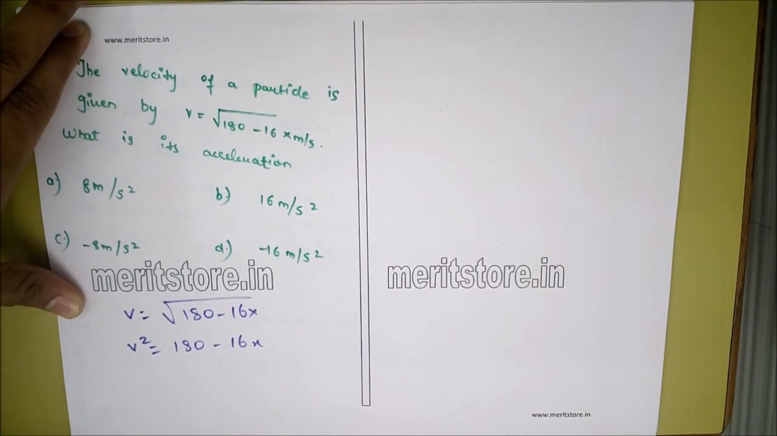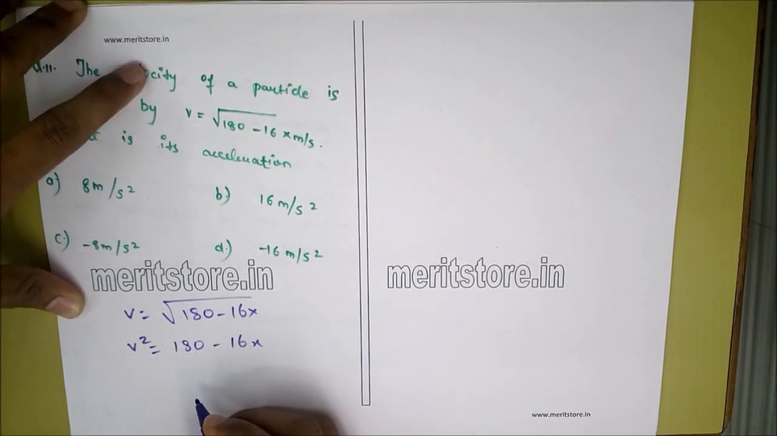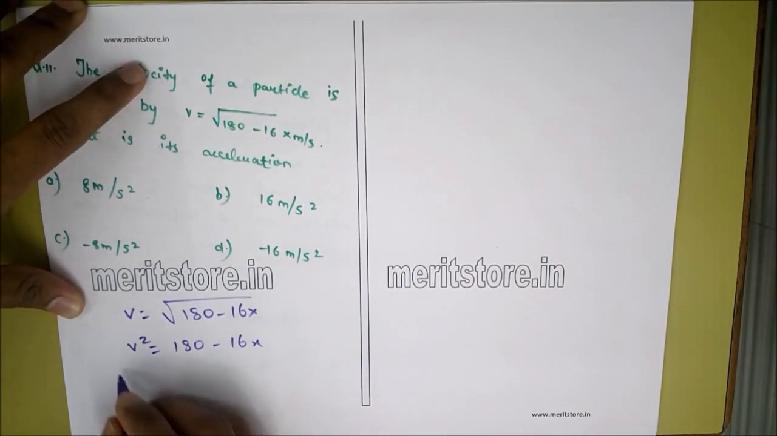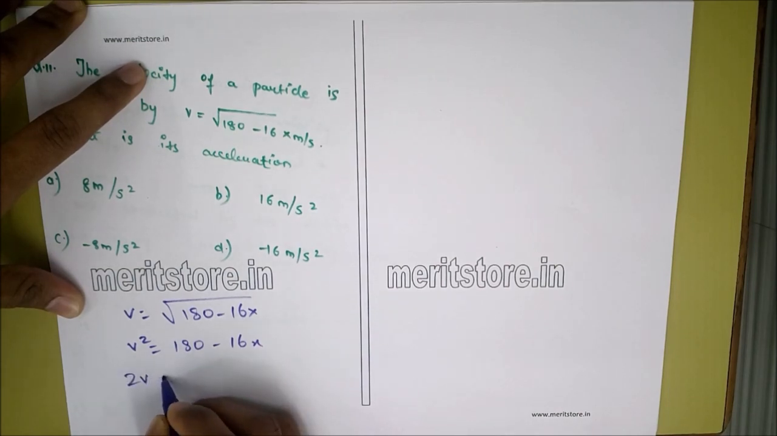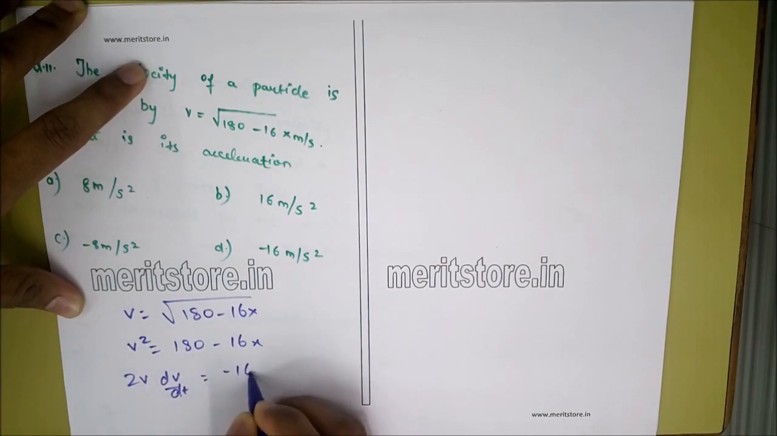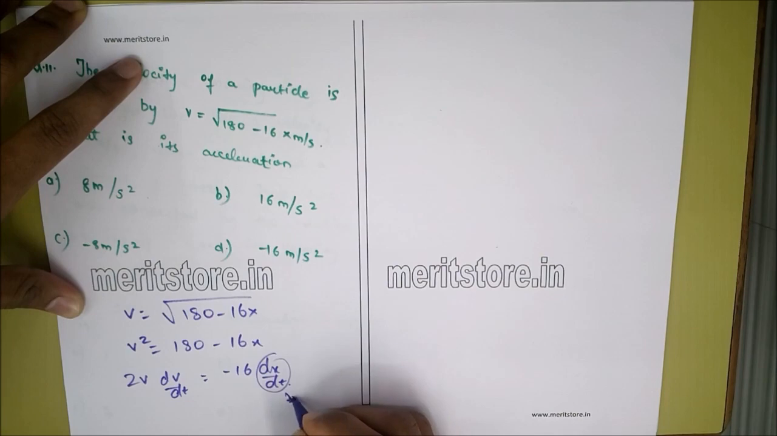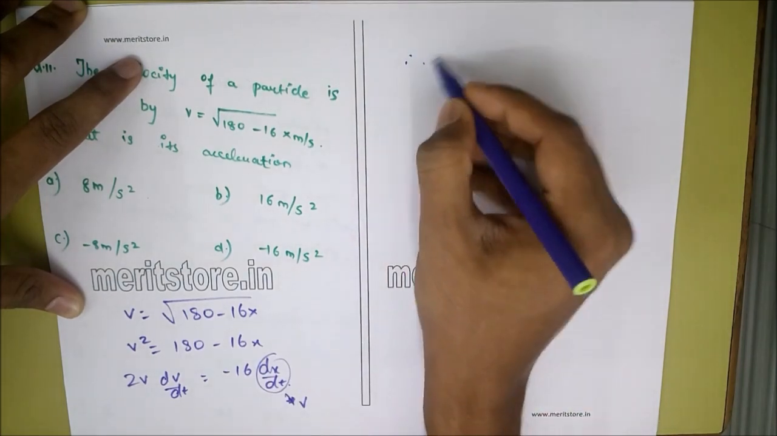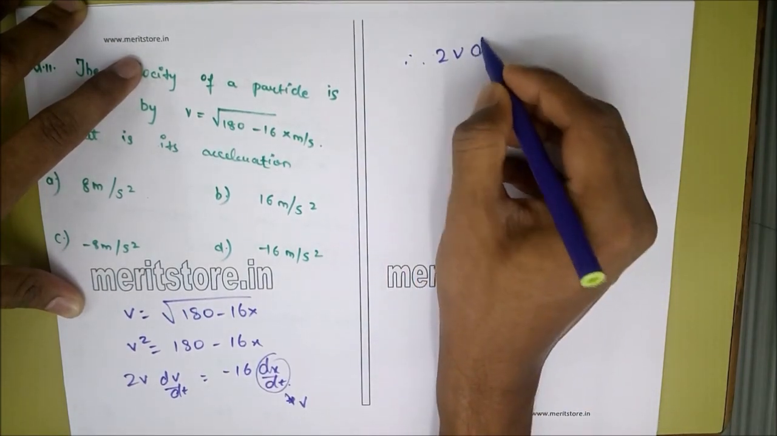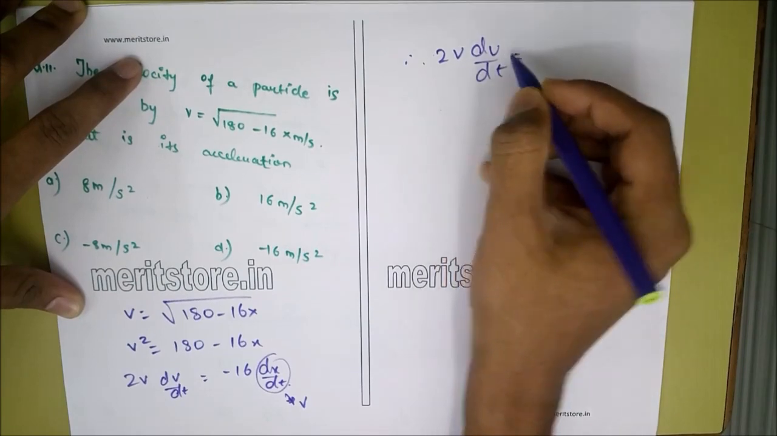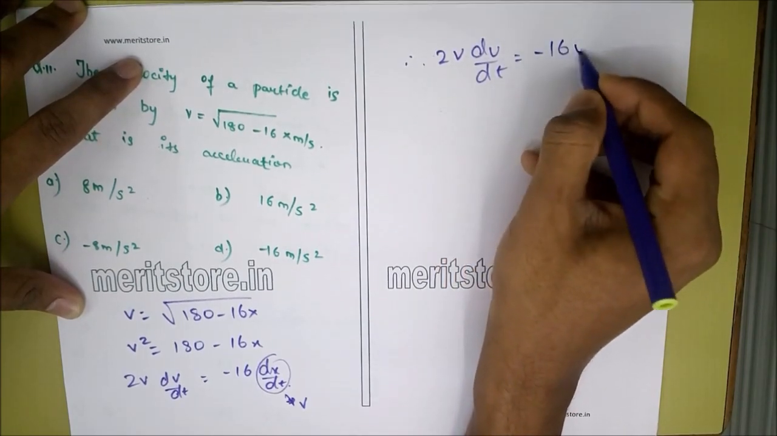So we need to differentiate both sides with respect to t. So 2v dv by dt is equal to minus 16 dx by dt. dx by dt is nothing but velocity. Therefore 2v dv by dt is equal to minus 16v.